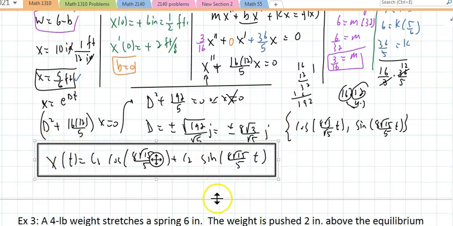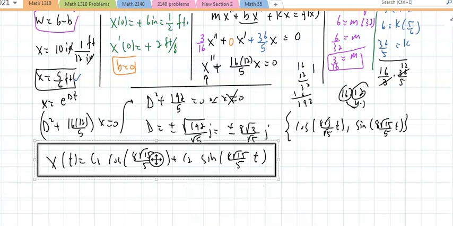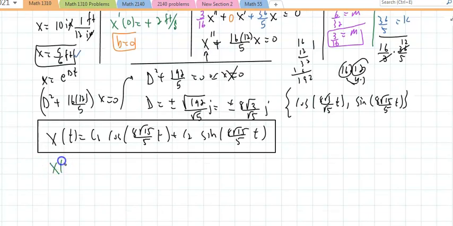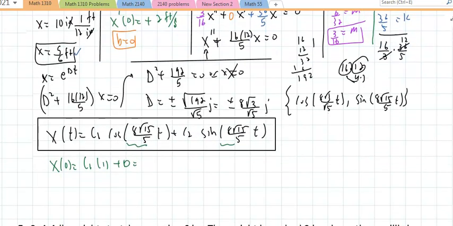Now I need to find the specific solution due to those conditions in which x of 0 is 1/2. Well, look at that. x of 0 is c sub 1. If you put a 0 in the cosine, that's 1. If you put a 0 in the sine, that's 0. And we agreed that was 1/2. So we know that c sub 1 is 1/2.